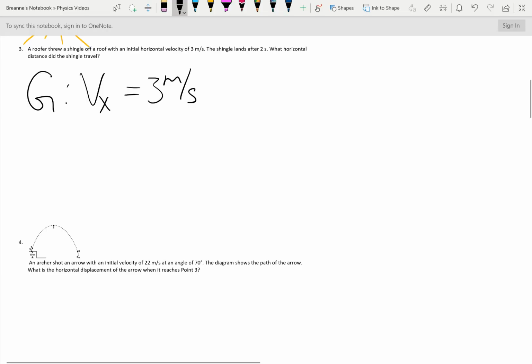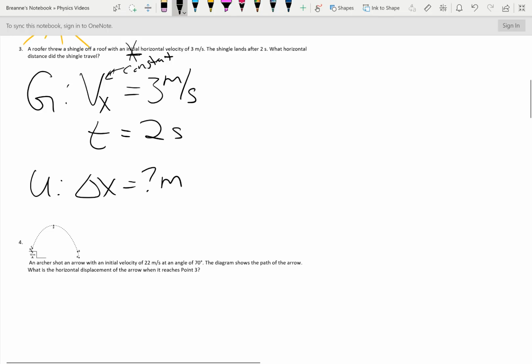Do we need to put that I there? Is that initial important? Not really, because it's constant. So that initial doesn't really matter. The shingle lands after 2 seconds. Seconds is time. What horizontal distance? Again, horizontal is x.